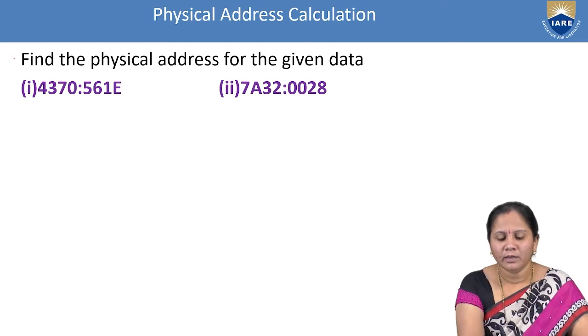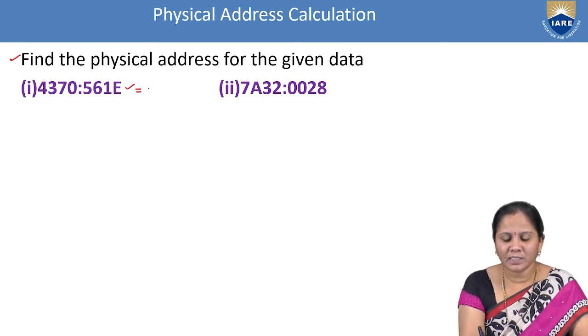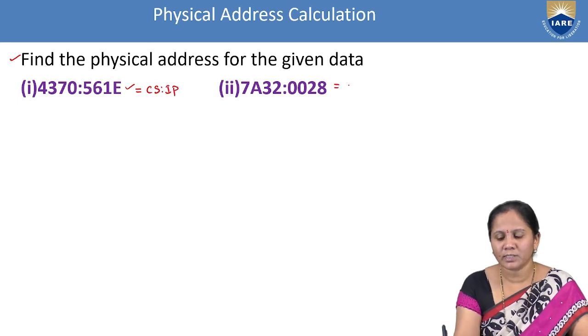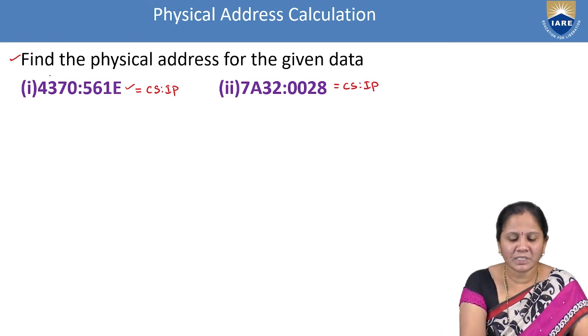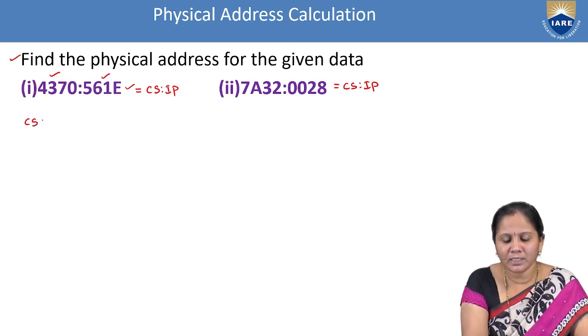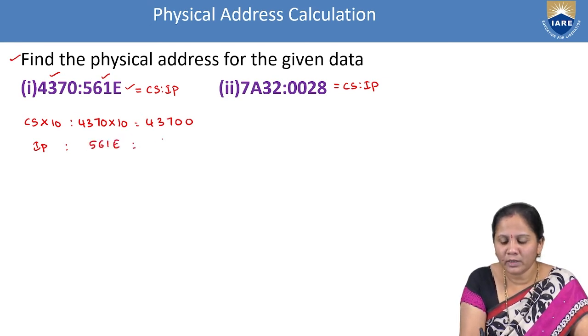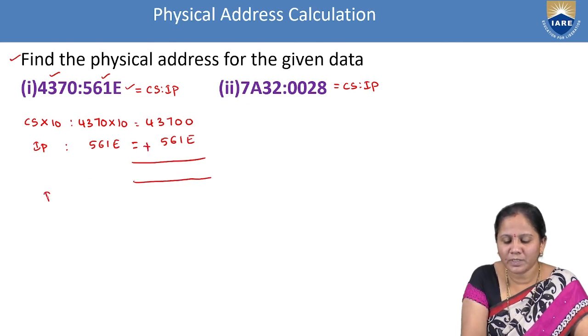Now, to find the physical address, if the question is like this, it represents one as the segment address and another as the offset address. For example, this is in the form CS:IP, and this is also in the form CS:IP. So this represents the segment address, and this 561E value represents the offset address. Considering the segment address into 10, 4370 into 10 leads to 43700. To this, the offset address should be added. Here the offset address value is 561E. So 561E should be added, and it gives the physical address.